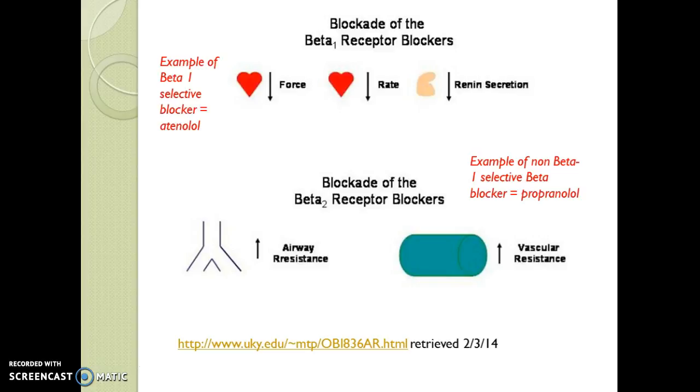Unfortunately, if we're blocking both beta 1 and beta 2, we hit the airways with increased airway resistance, and we have to be careful of that with patients, particularly with chronic obstructive lung disease, COPD, or asthma. So there are drugs that are selective beta 1 blockers, like atenolol, and that's an older drug, and there's some other newer formulations. And then there are non-selectives, such as propranolol, which will hit the airways as well.